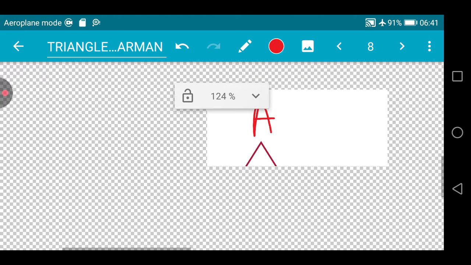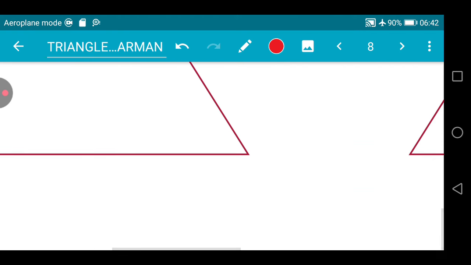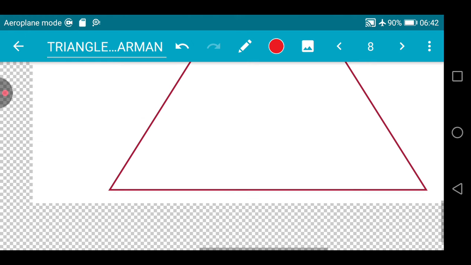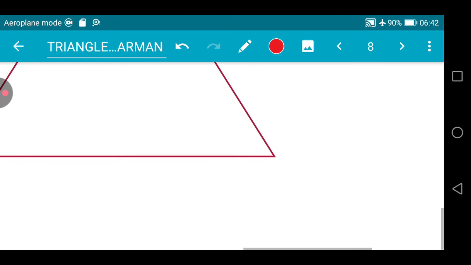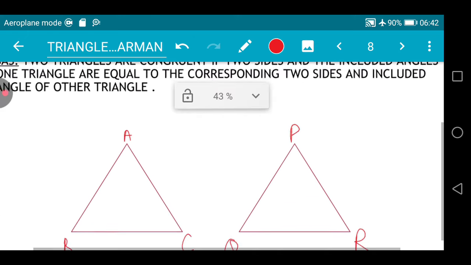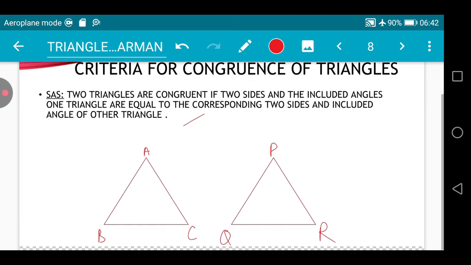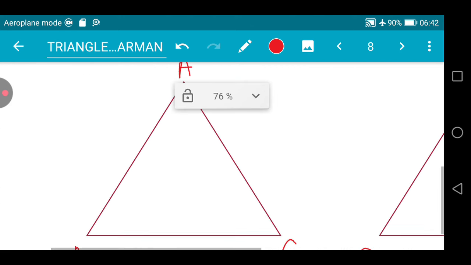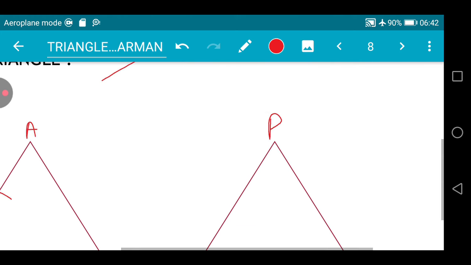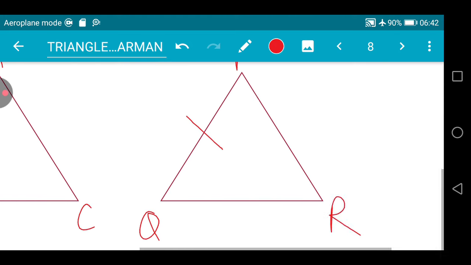This is triangle ABC, and triangle PQR. Two triangles are congruent if two sides and the included angle of one triangle are equal to those of the other. Two sides: if I say AB equal to PQ and BC equal to QR.